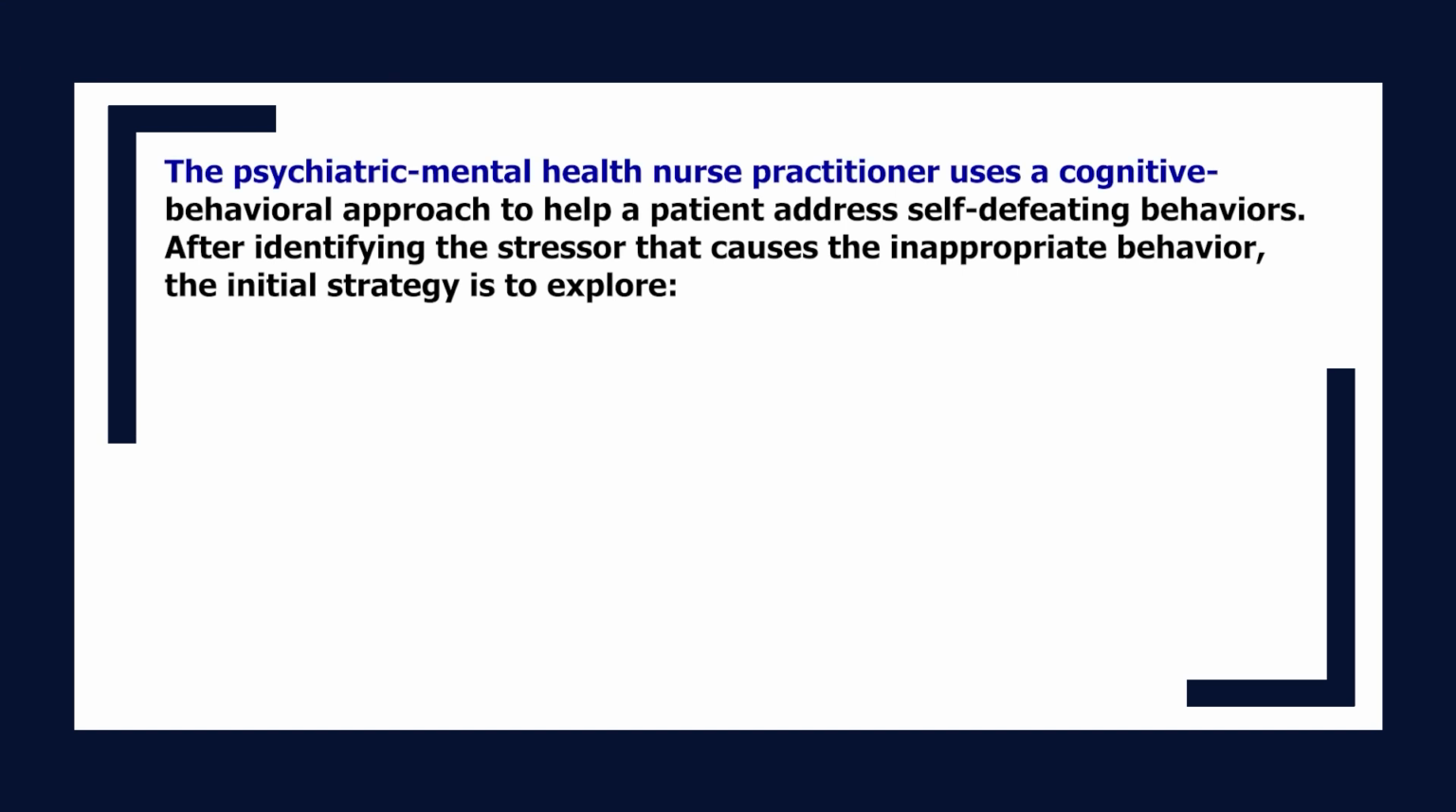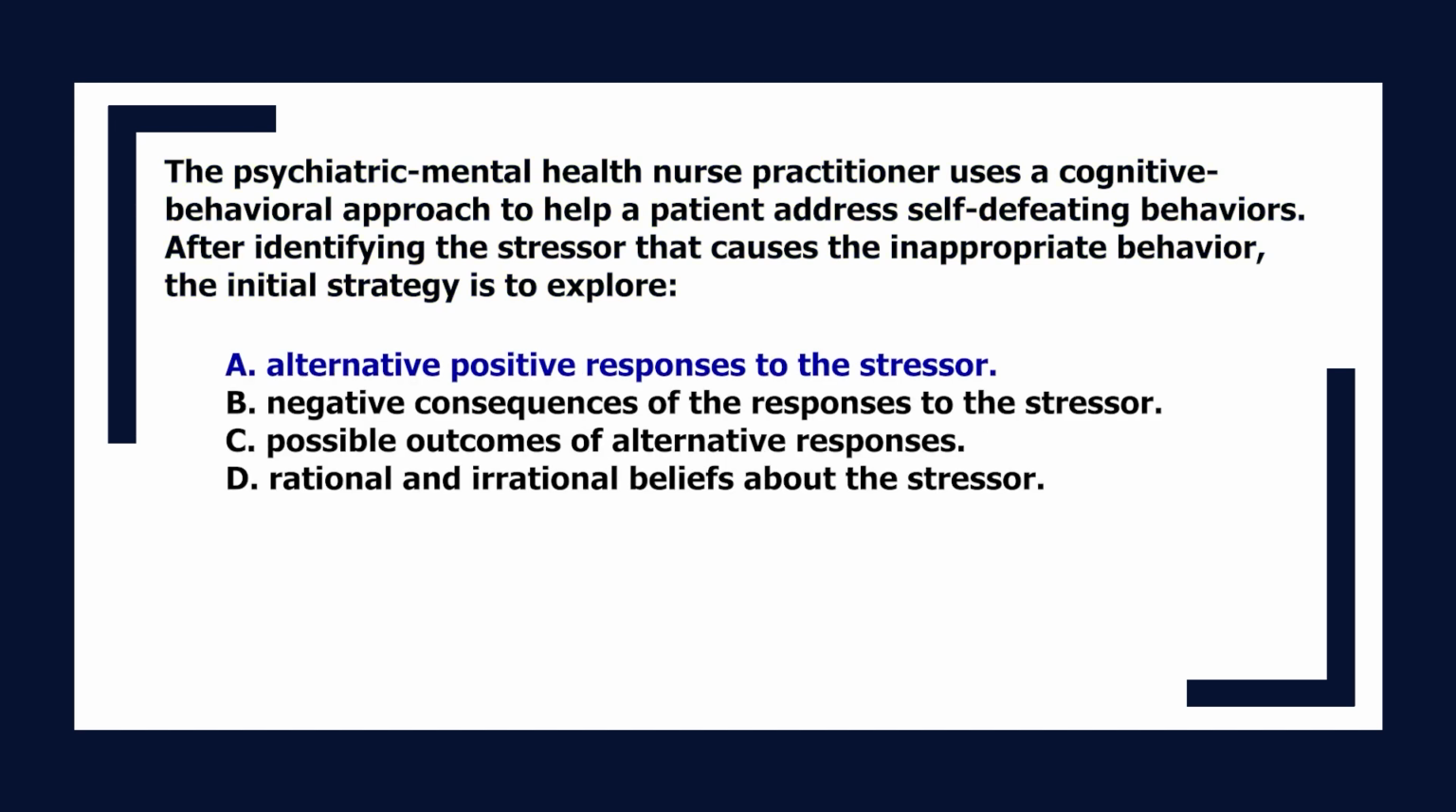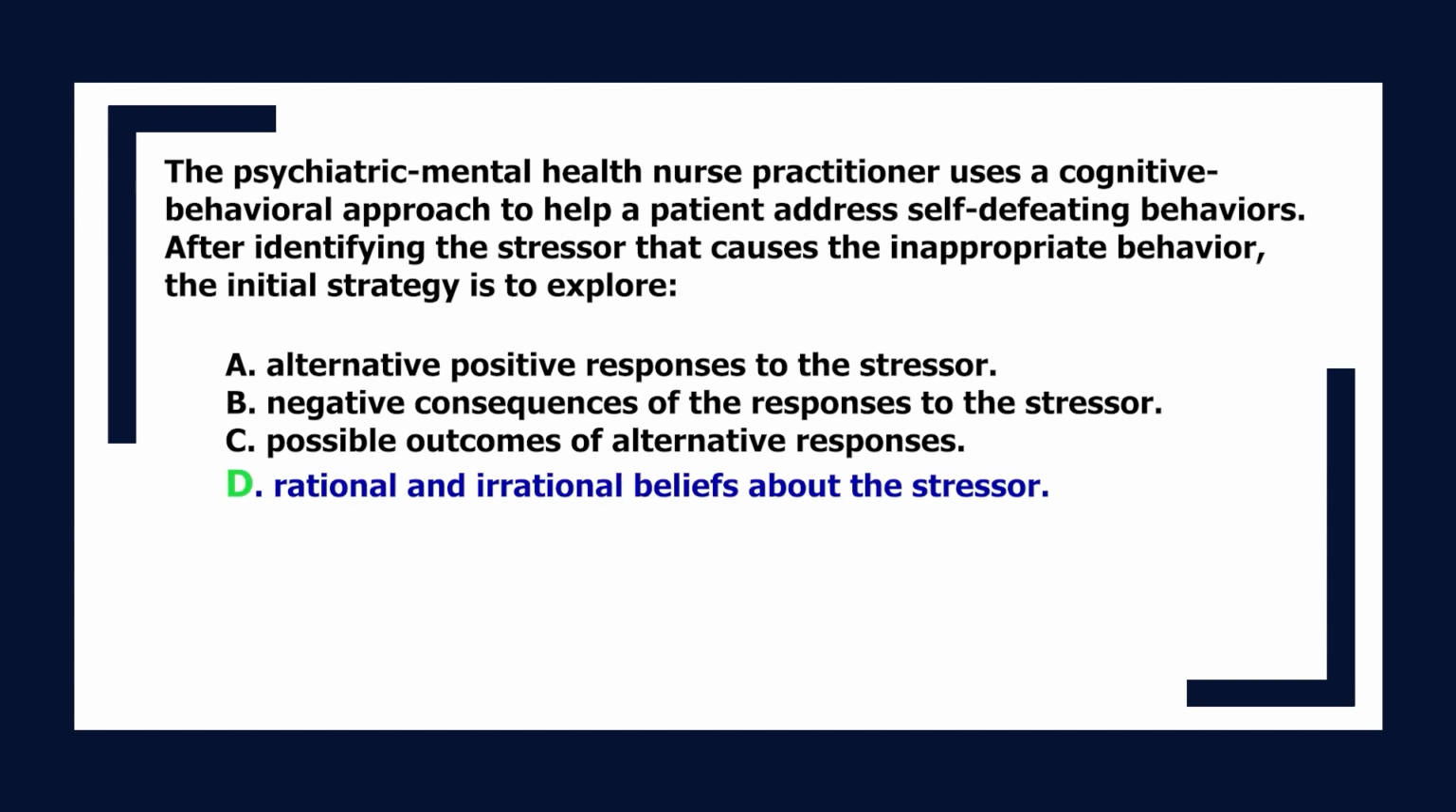The psychiatric mental health nurse practitioner uses a cognitive behavioral approach to help a patient address self-defeating behaviors. After identifying the stressor that causes the inappropriate behavior, the initial strategy is to explore A. Alternative positive responses to the stressor. B. Negative consequences of the responses to the stressor. C. Possible outcomes of alternative responses. D. Rational and irrational beliefs about the stressor. The answer is D. Rational and irrational beliefs about the stressor.